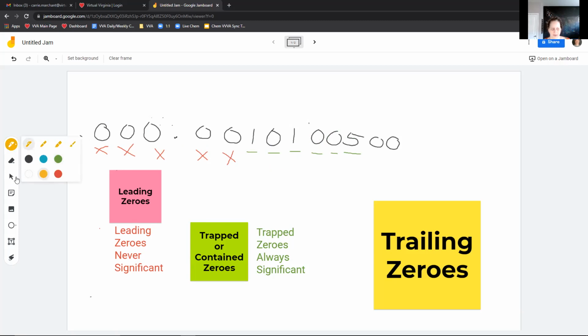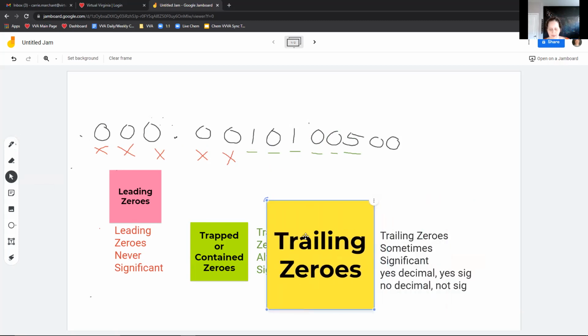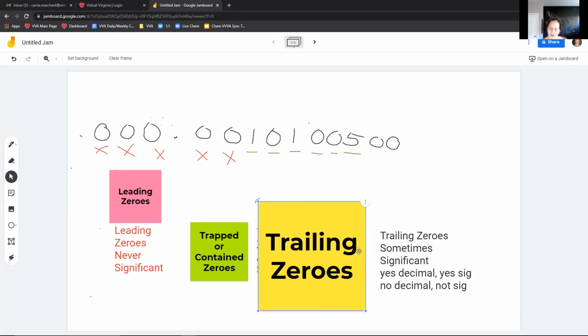Okay, and now we get to that last one. Those guys are trailing zeros. And what's with trailing zeros? They get that yellow because sometimes they are, sometimes they aren't. So you have to stop and think about those. Those are your cautions. If there's a decimal anywhere, they're significant. If there's no decimal anywhere, they're not significant. So even though this decimal is way over here, it still means these guys are significant. So when I get done, then I can count up. I have 1, 2, 3, 4, 5, 6, 7, 8 underlined. So 8 numbers are significant.